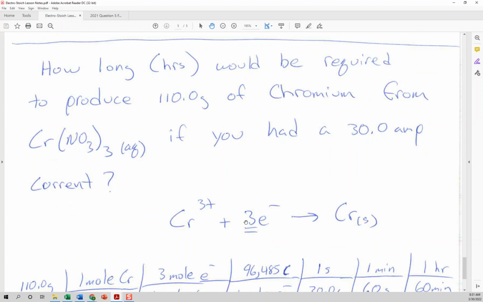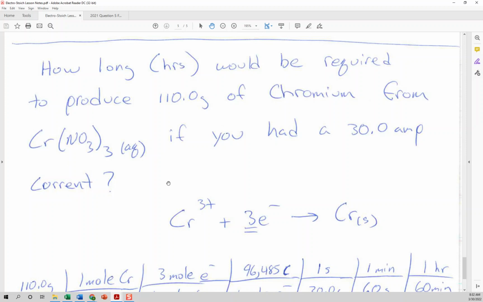This one is 1:3, and the reason why it takes 3 electrons to produce 1 mole of chromium is because the chromium, our source of chromium, is chromium 3+. So again, if you want to plate metal onto metal, right, you got to reduce the metal ion all the way to its neutral state. So yeah, you can reduce chromium 3+ to chromium 2+, but that ion would just stay in solution. To plate it onto the metal, you have to reduce it all the way down to its neutral state.